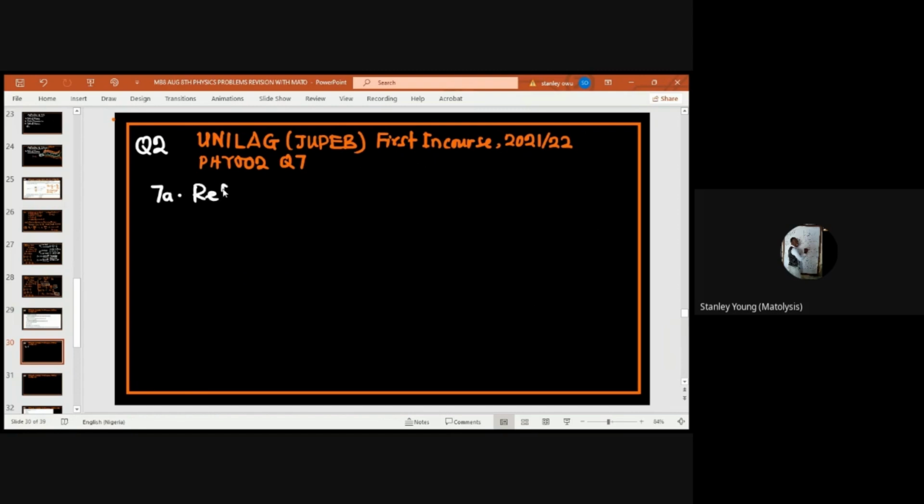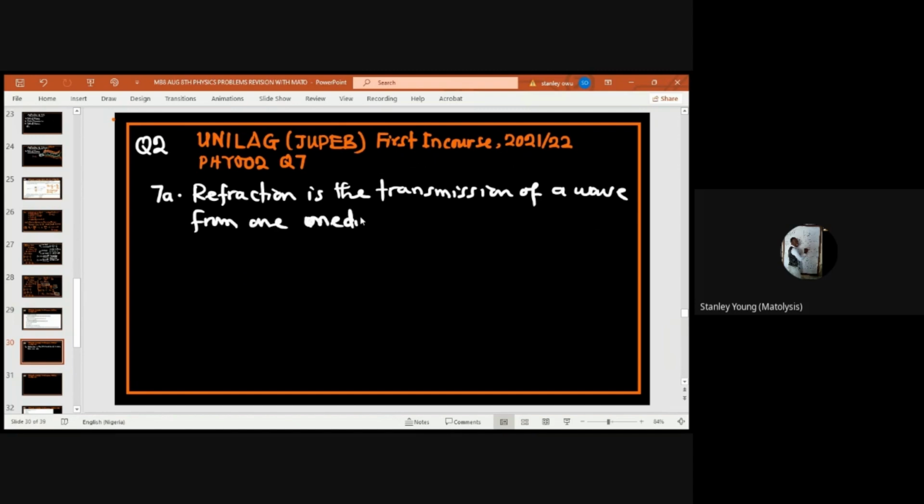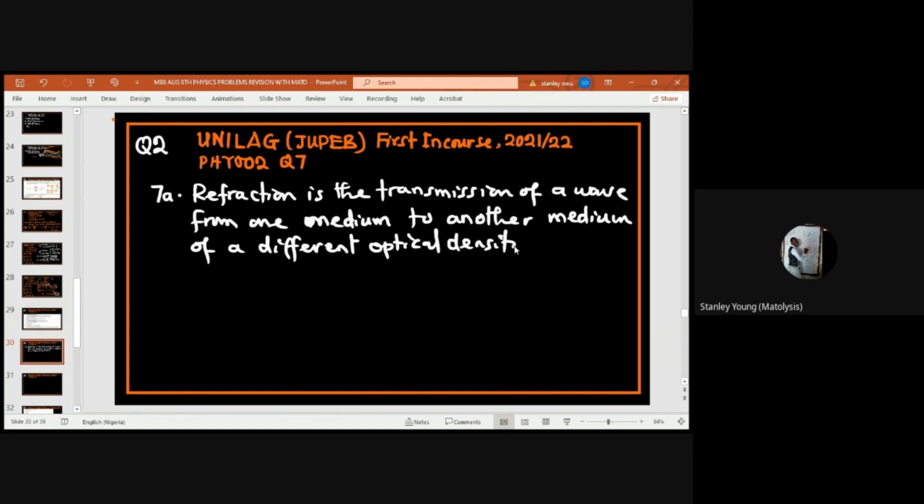So I'll say 7A, refraction is the transmission of a wave from one medium to another medium of a different optical density. Right.